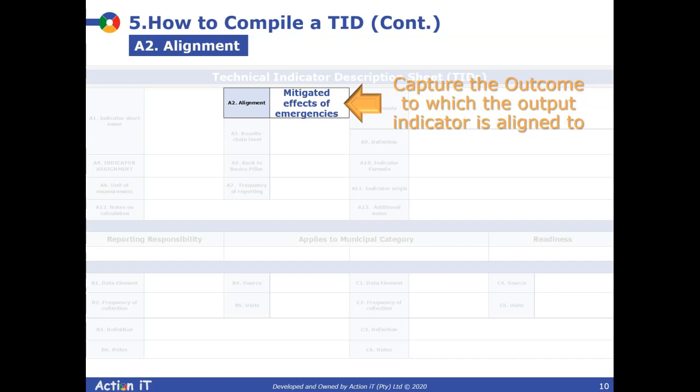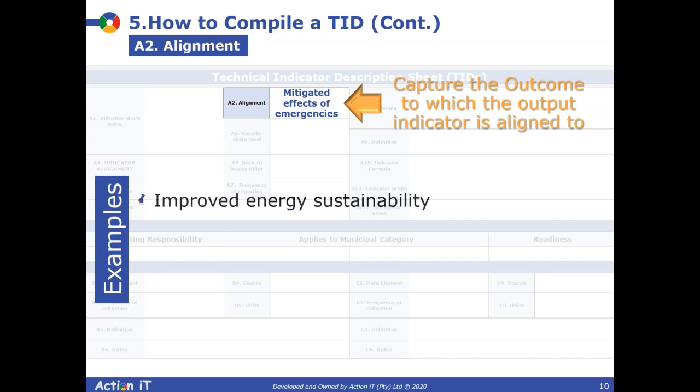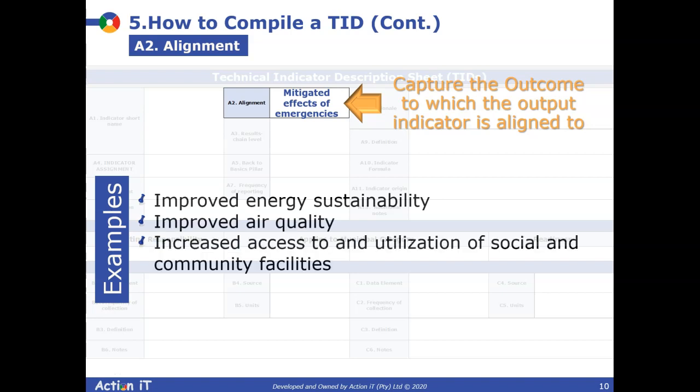In our example, mitigated effects of emergencies. Other alignment examples are displayed on the screen. These are improved energy sustainability, improved air quality, increased access to and utilization of social and community facilities, improved road safety.